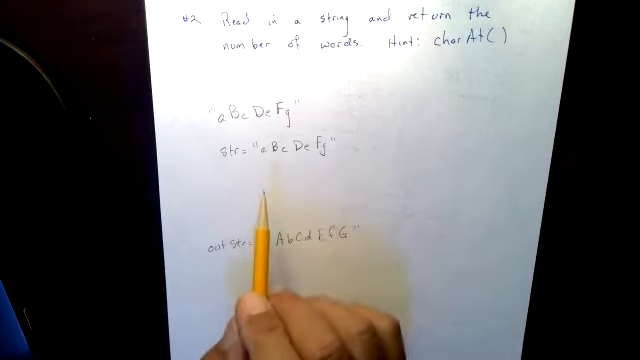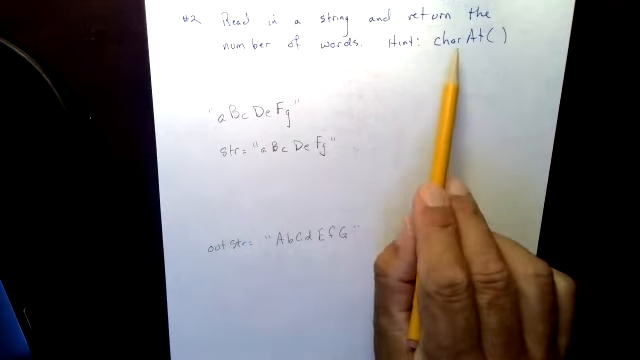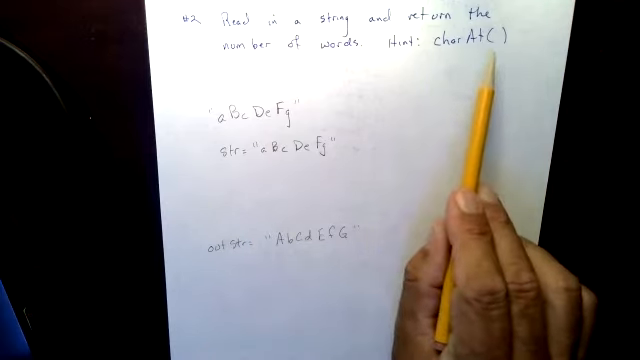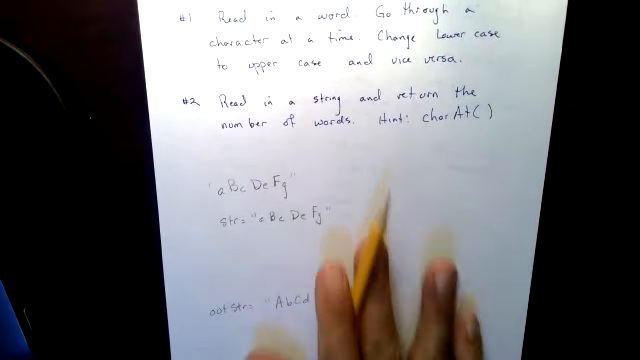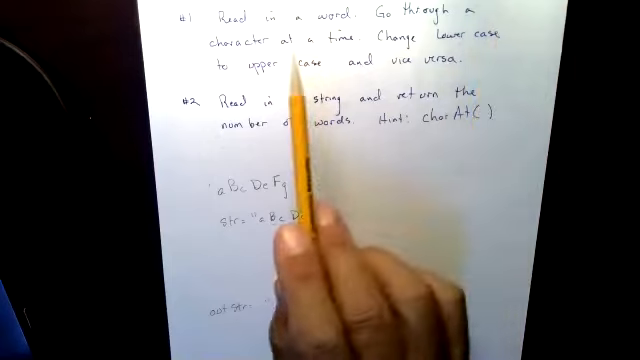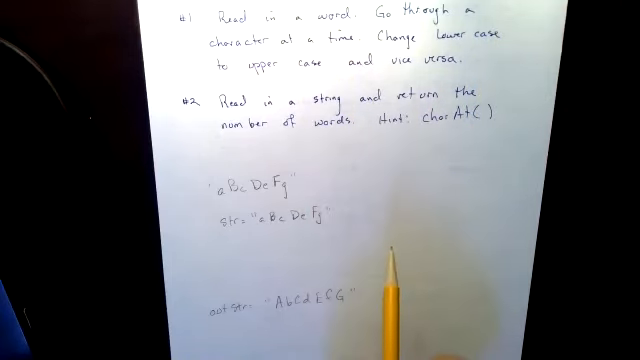And then finally, what's the good method that I would use? Well, up here I already have the hint, use charAt. That's going to help me. So the first program I want you to do: read in a word, go through a character at a time, and change lower to upper, and vice versa.